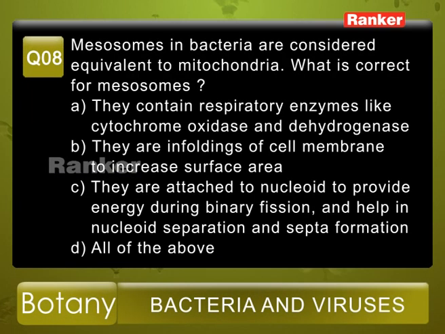Question number 8. Mesosomes in bacteria are considered equivalent to mitochondria. What is correct for mesosomes? The given options are: A. They contain respiratory enzymes like cytochrome oxidase and dehydrogenase. B. They are infoldings of the cell membrane to increase surface area. C. They are attached to the nucleoid to provide energy during binary fission and help in nucleoid separation and septa formation. And D, all of the above.